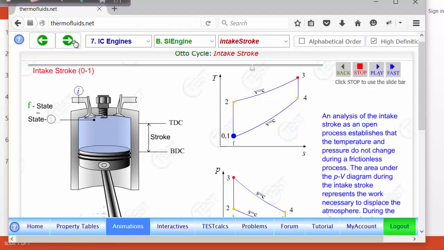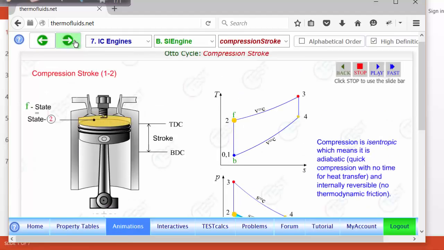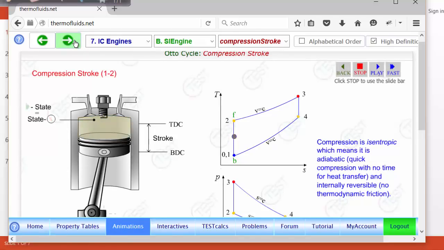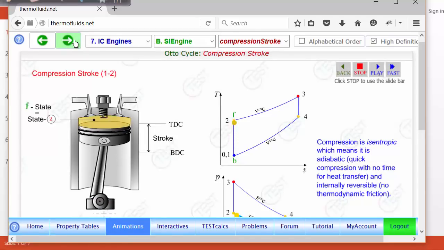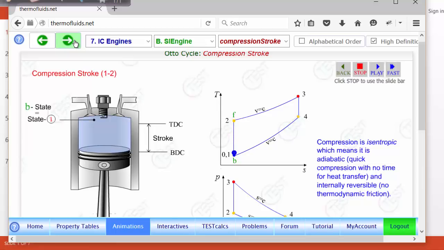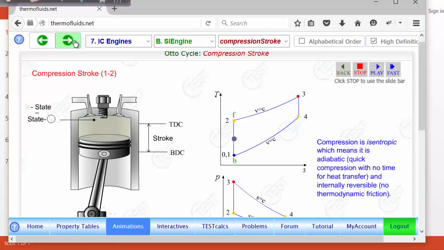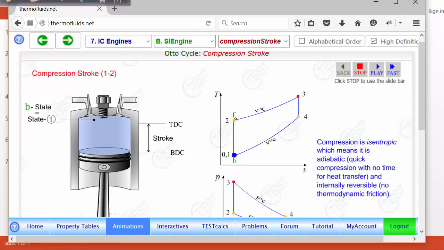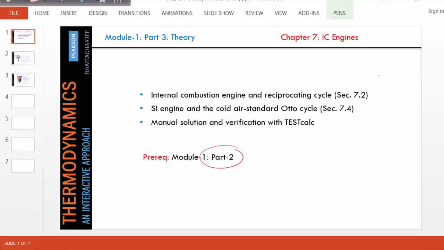Okay, let's go and see what happens in the next stroke, the compression stroke. What happens in the compression stroke is that both the valves are closed. It's a trapped volume of air now, and the compression takes place isentropically. Well, why is compression isentropic? Let's go and quickly understand that.